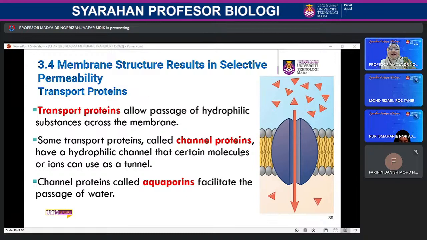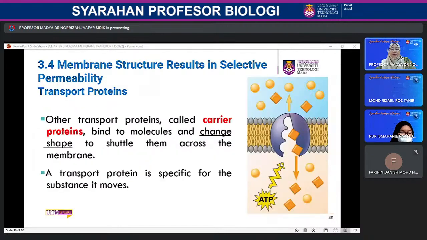We look at the transport proteins here. They only allow hydrophilic substances to cross, through the channel proteins. The channel protein can be called aquaporins. The word aquaporins: aqua refers to water, porins is the pore. It only facilitates the passage of the water molecules.